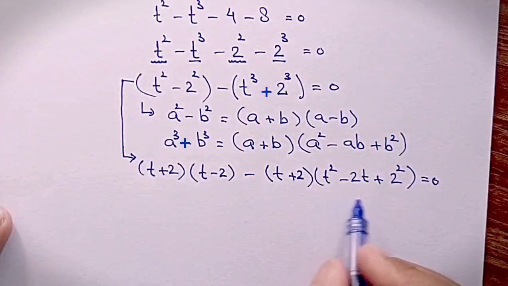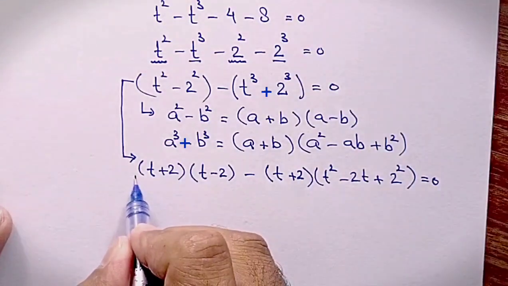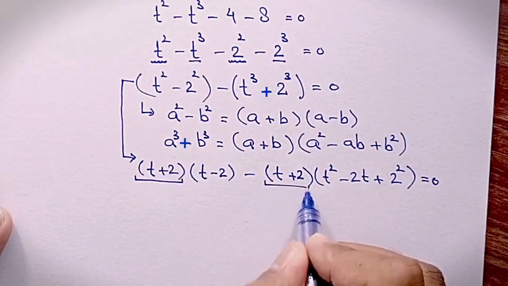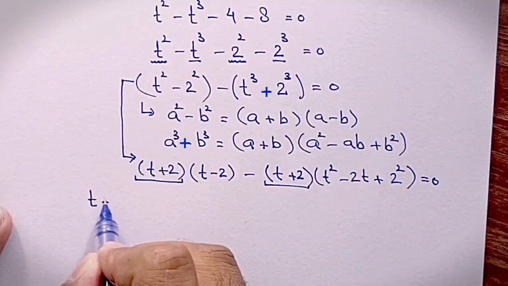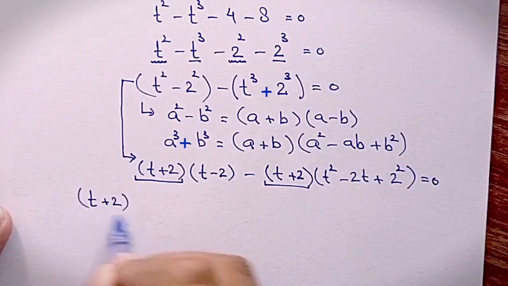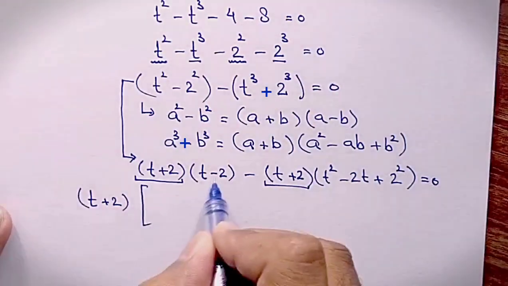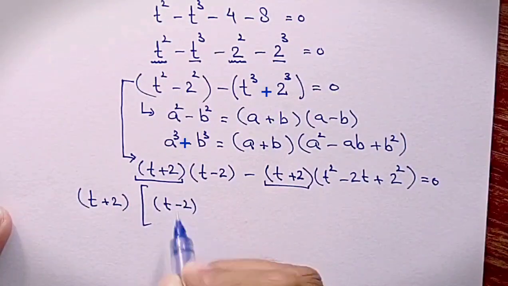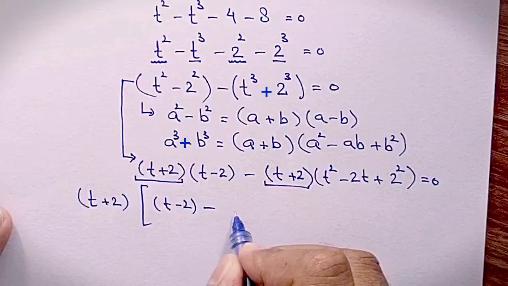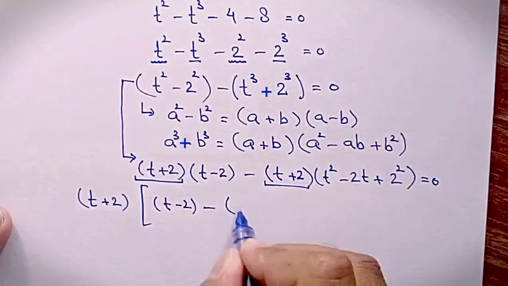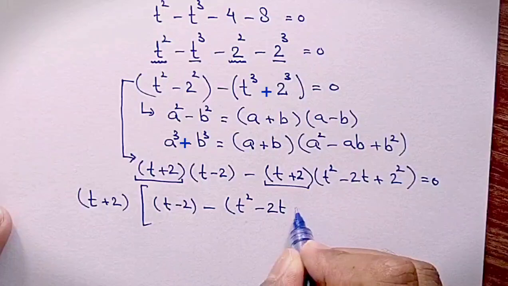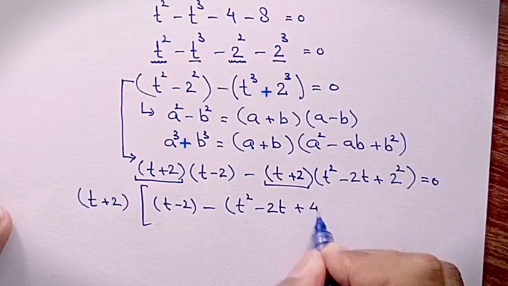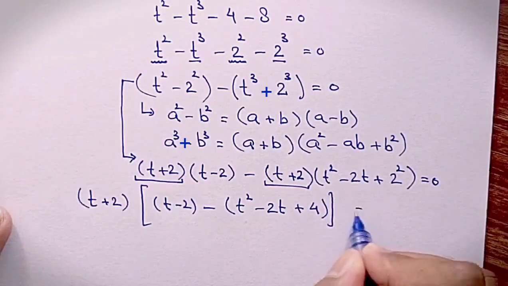Then in the next step here, t plus 2 is coming twice. So from here, t plus 2 is common. So we take t plus 2 out of bracket. Then remaining here, this t minus 2 bracket, and here minus this quadratic expression. So write this here, it will be t squared minus 2t plus this 2 squared equals 4, bracket closed, equals 0.